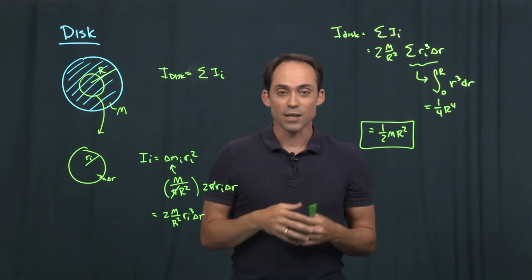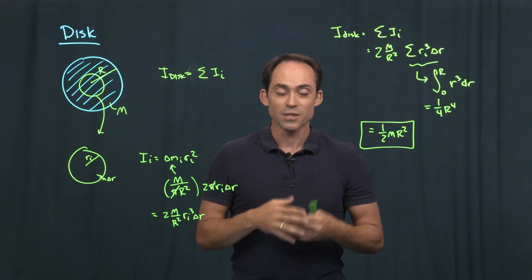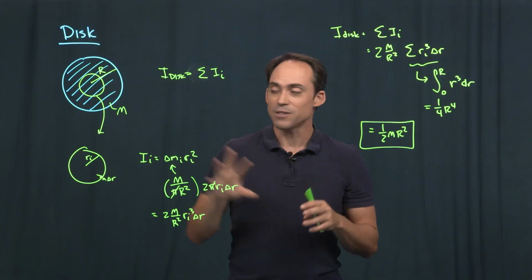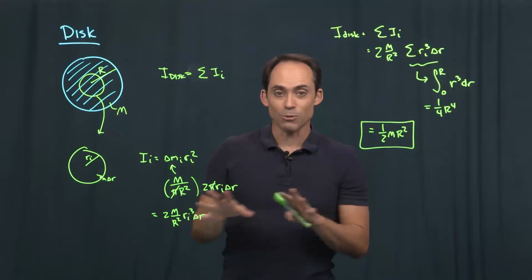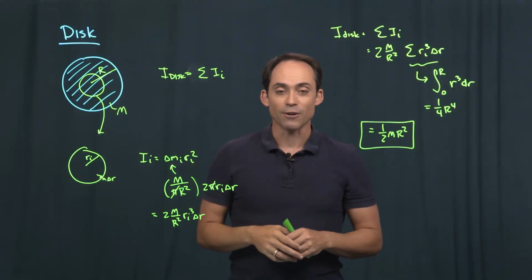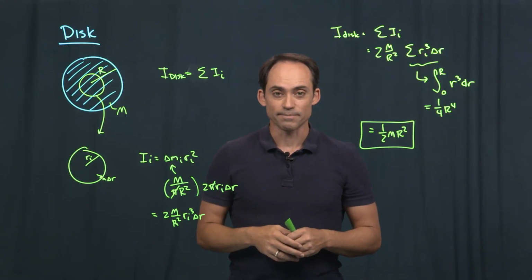So we should have expected to have a smaller moment of inertia for our disk, and that's exactly what we got. And that factor between going from all the mass at the edge to distributing the mass evenly throughout the shape just introduces a factor of 1/2 in our moment of inertia.